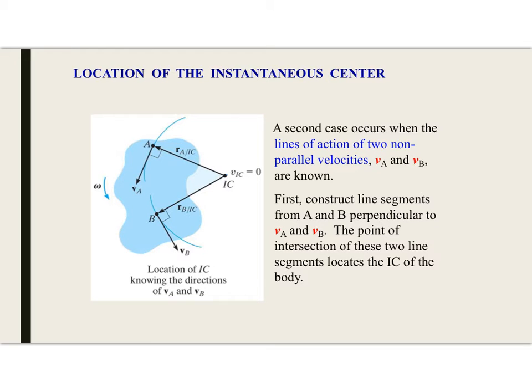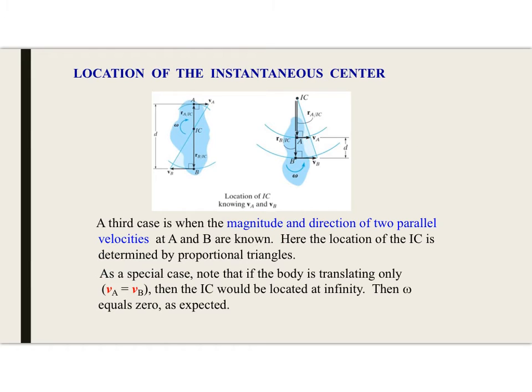So this picture right here shows that the two intersect at that location. It always makes it a lot easier when we have two velocities to work with, because it makes it so much easier for us to find the instantaneous center. You could also have situations where the directions and magnitudes of the velocities are known, and you can use similar triangles in order to figure out where the instantaneous center might be.